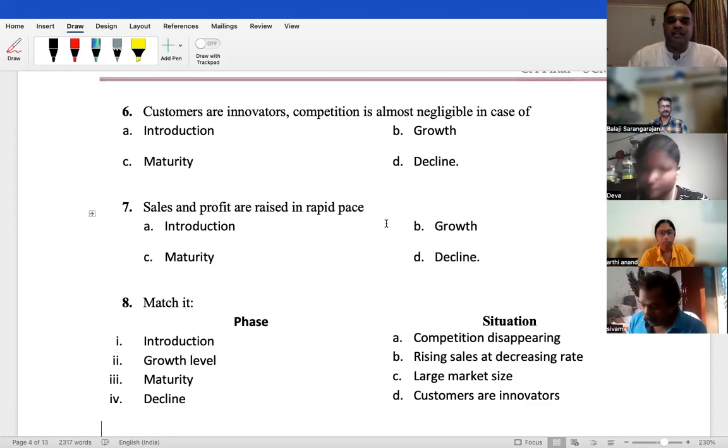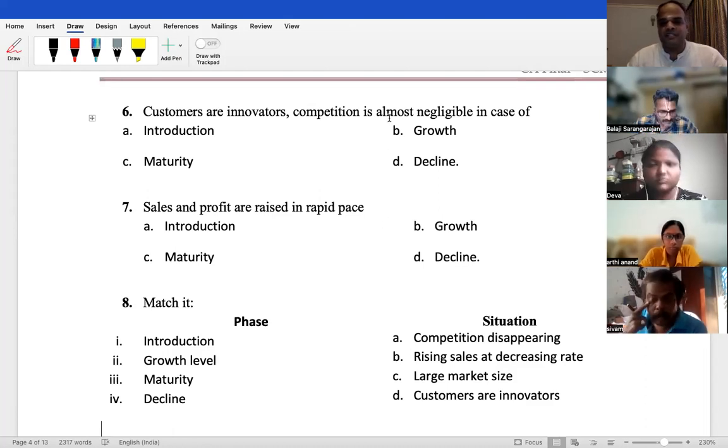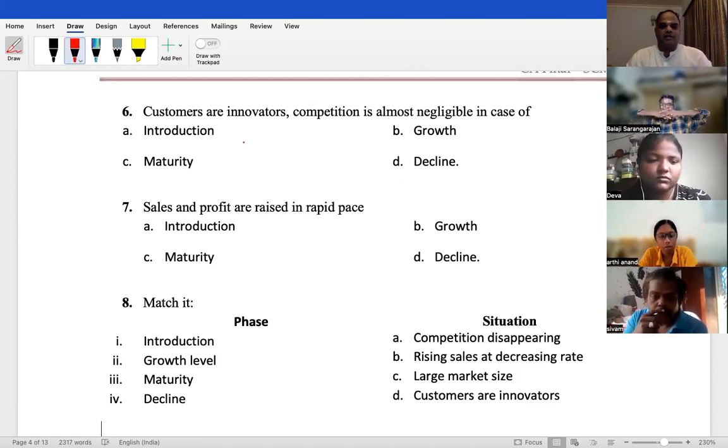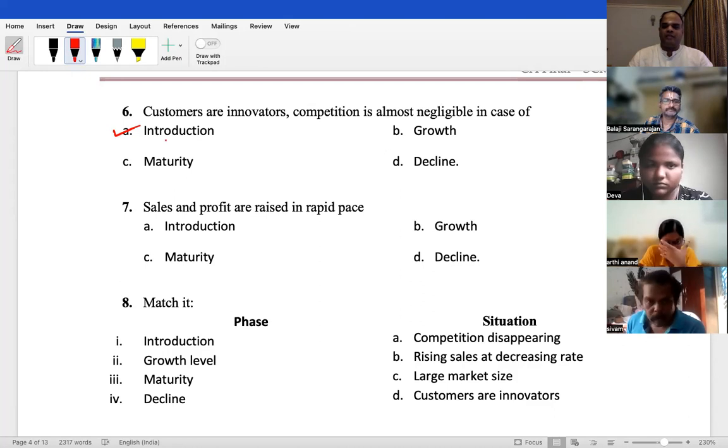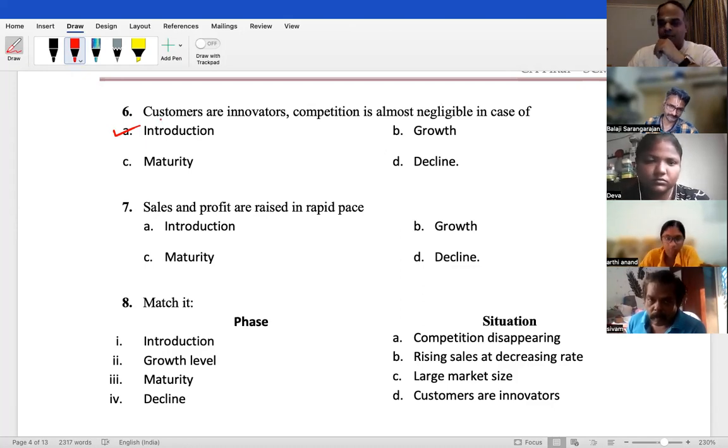Customers are innovators. Competition is almost negligible in case of dash. Introduction, the beginning of the period. Customers are innovators; they don't have much idea about the product, and we have only just launched the product. There is not much competition. Therefore, that comes under the introduction stage. Are all able to follow?